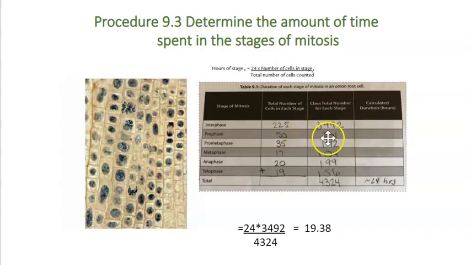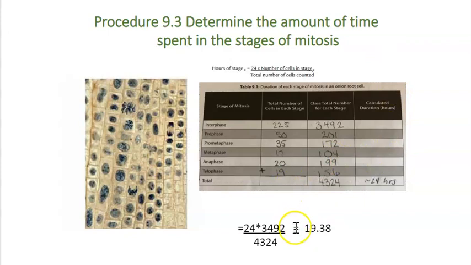So when we go to actually figure out how much time the cells are, or the plant is spending in each of these phases, there's a relatively straightforward little equation that we can use. So that little equation is hours of a stage X, whatever stage that is, you get to choose depending on what you're looking for, is equal to 24 times the number of cells in that stage divided by the total number of cells counted.